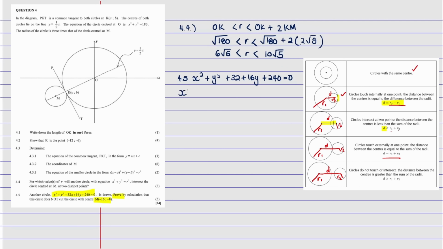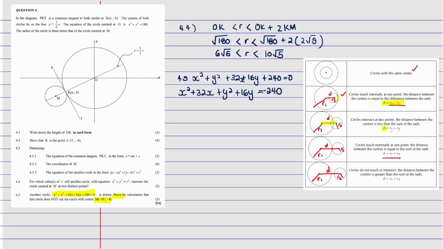So it's going to be x squared. Then I'm going to group the x squared and y squared. So this is 32x, so it's going to be plus 32x, and this is going to be plus y squared, and it's going to be plus 16y is equal to negative 240.